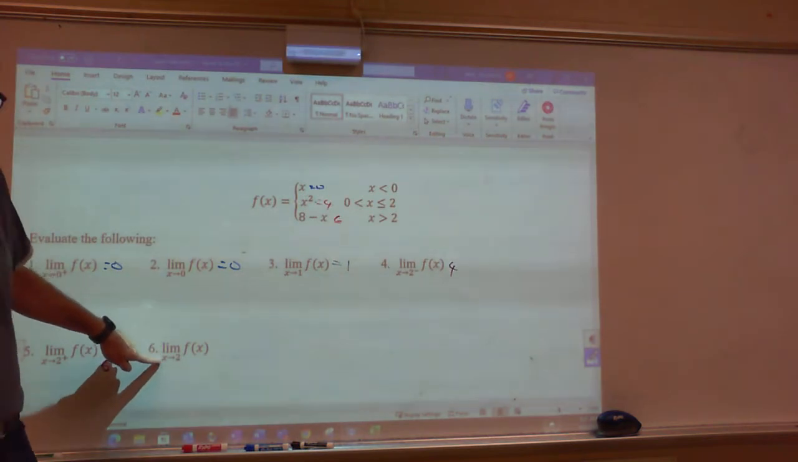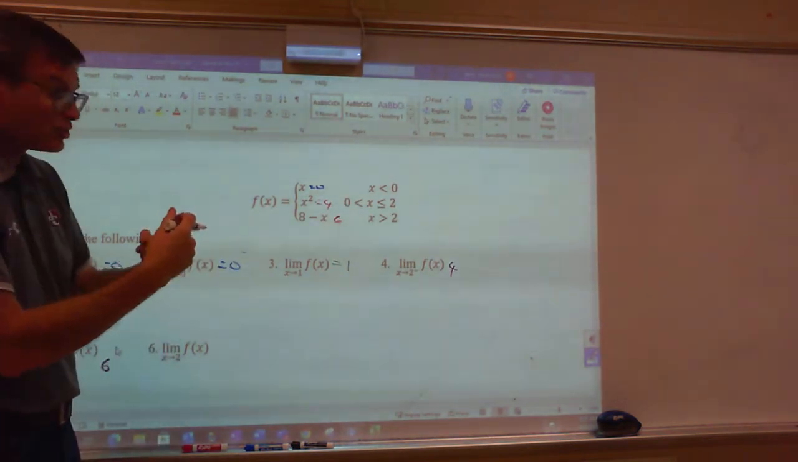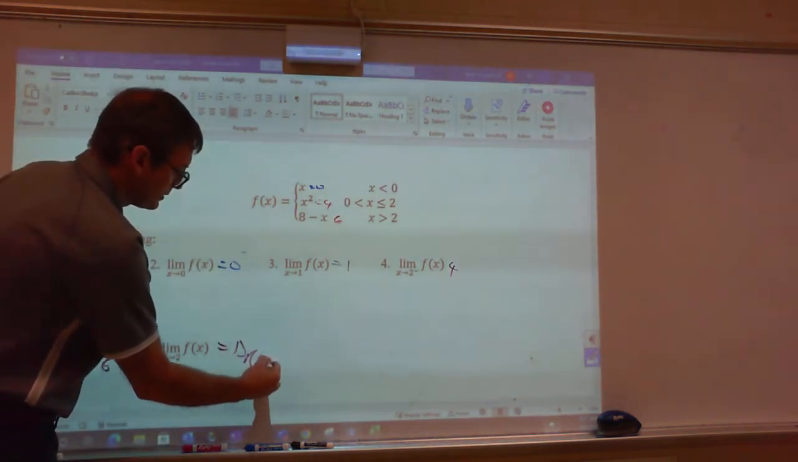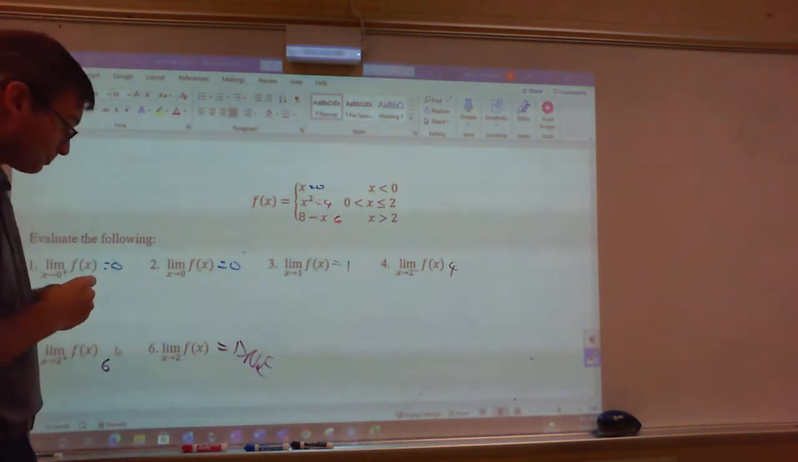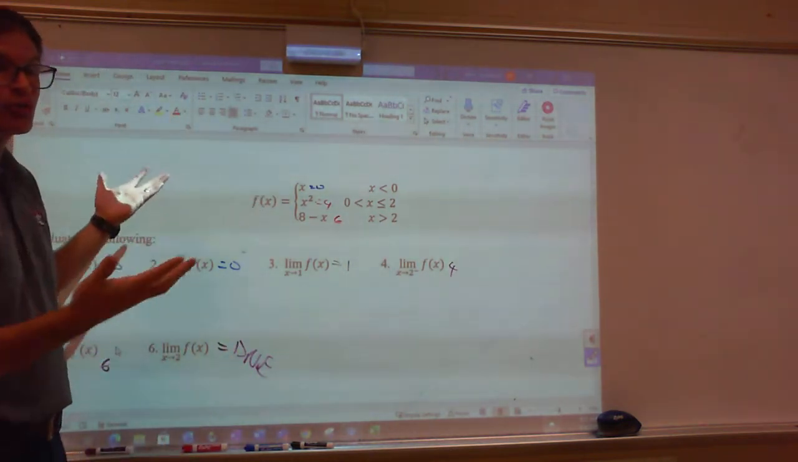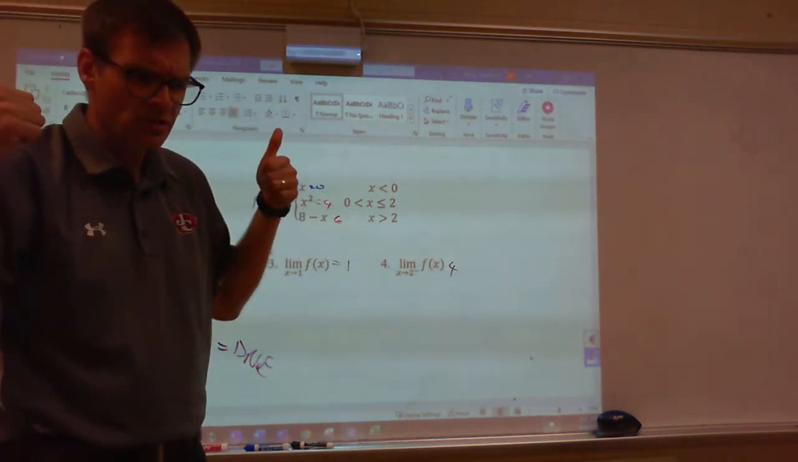Oh, and I do ask, what's the limit as x approaches 2? Well, since those are different, I get to say does not exist. So here's a piecewise function with limits. Any questions?